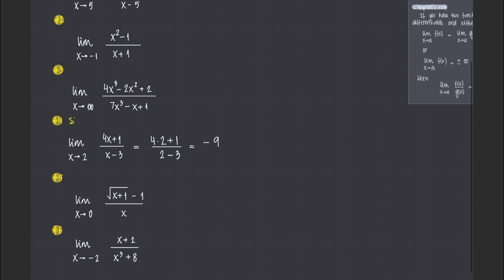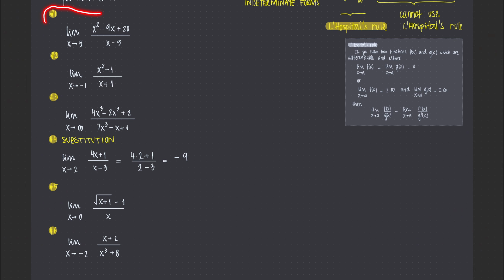So by substituting, we already got the correct answer. So let's move to a second example, a second type. We can see that in example number 1, we cannot plug in 5 as the x value because we're not only going to get 0 in the denominator, but also 0 in the numerator. So we have 0 over 0, which is an indeterminate form.